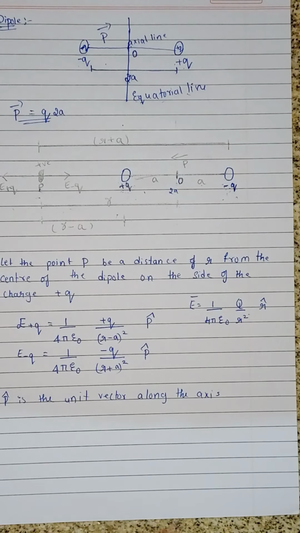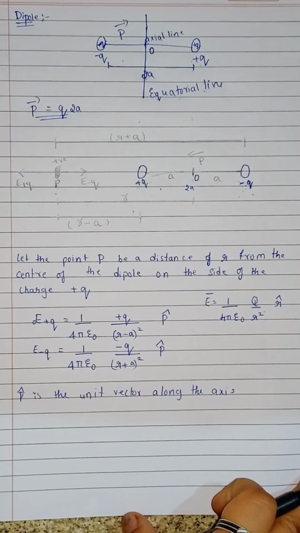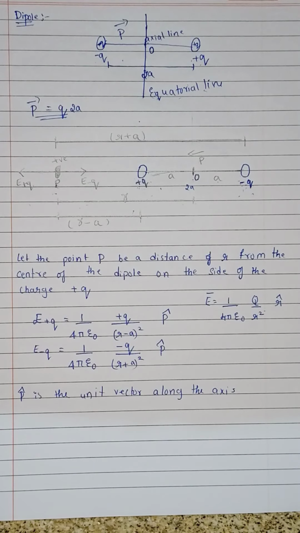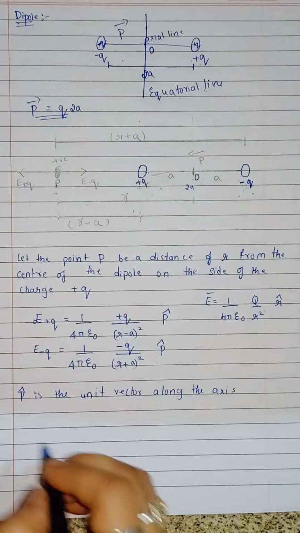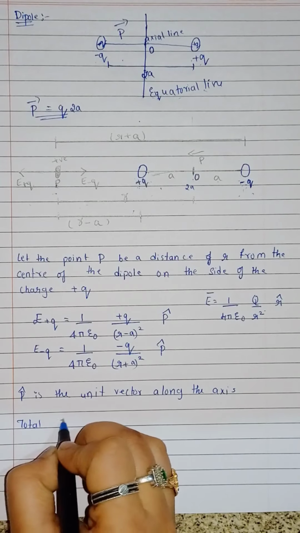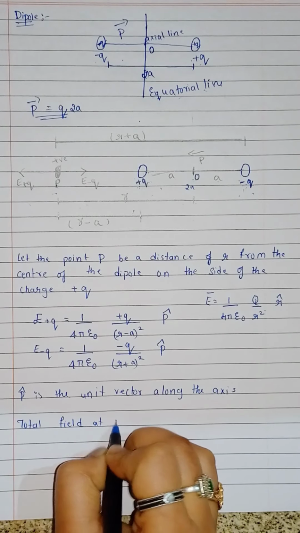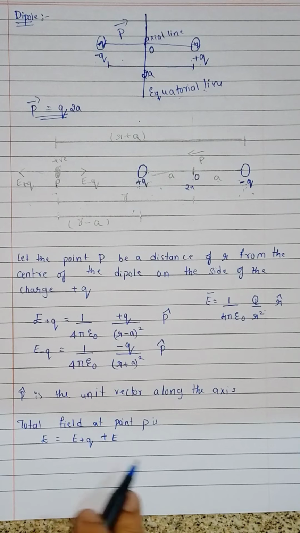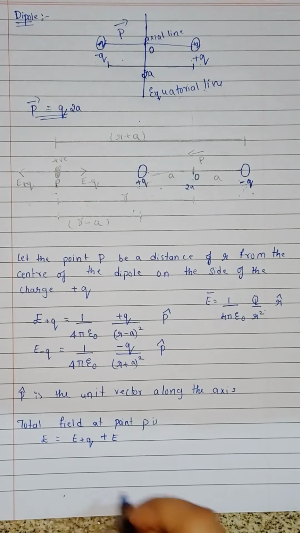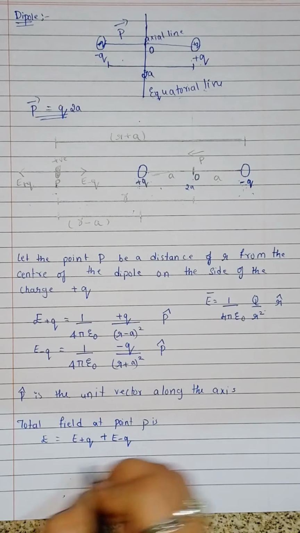After all this, we have to know the total field at point P. The total field at point P is just the sum of the electric field due to positive charge and the electric field due to negative charge.